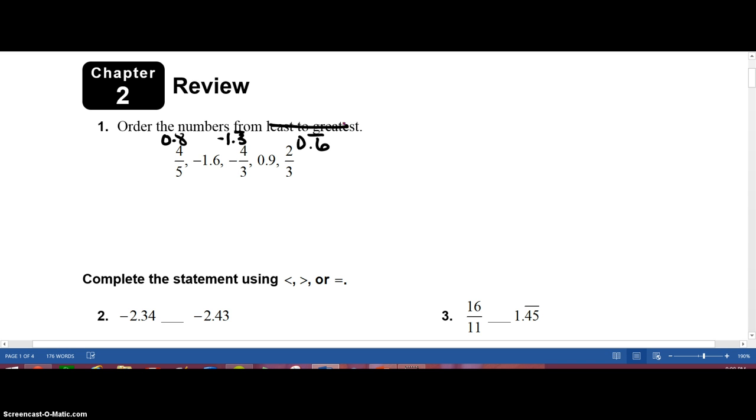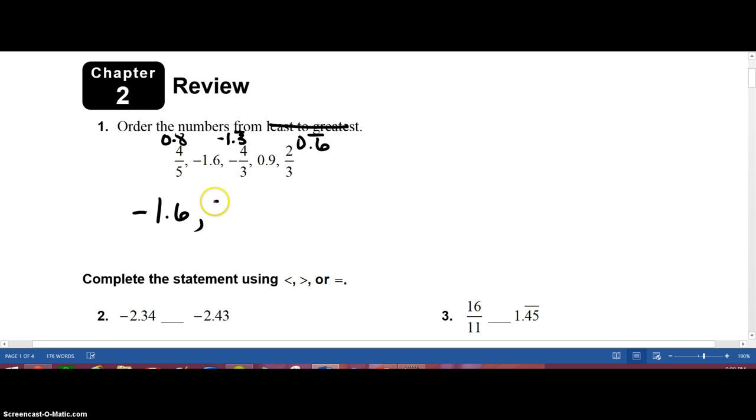And let's see, we are looking at negatives first. So we have two negatives. We have negative 1.6 and negative 1.3 repeating. We're looking for the decimal that is the larger value. The number that is closer to 0 is actually going to be larger. So we're going to want to put the negative number that's farthest away from 0 first. And in this case, it's going to be negative 1.6.